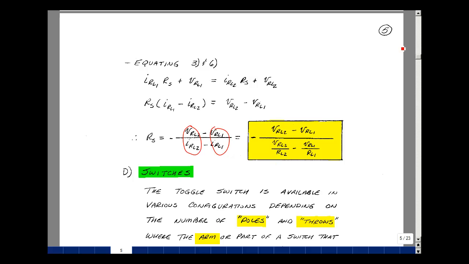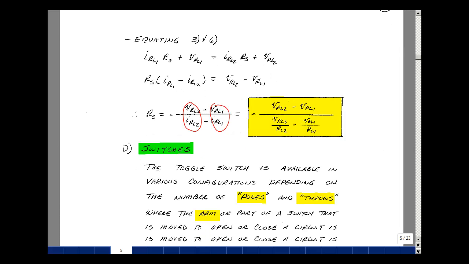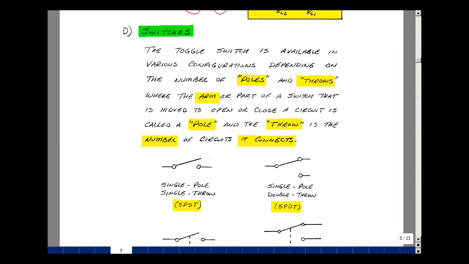Now in ECE 201 we introduced switches, and we'll take a look at some of the properties of switches. A toggle switch is just that, it toggles between two different positions. Now with switches we have two terms that are called poles and throws. The arm, or the part of the switch that is moved to open and close a circuit, is called a pole, and the throw is the number of circuits that it connects.